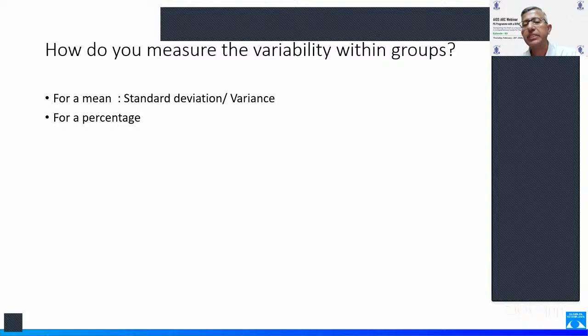And how do you measure the variability within groups? All of us know that when you look at a mean, the variability for a mean is given by the standard deviation or the variance. We are all familiar with it. For a percentage, it's a little different.